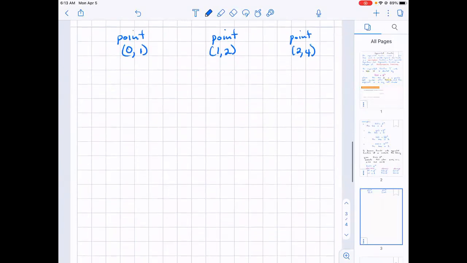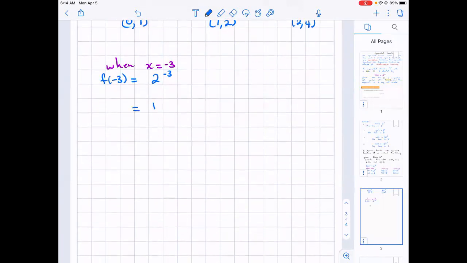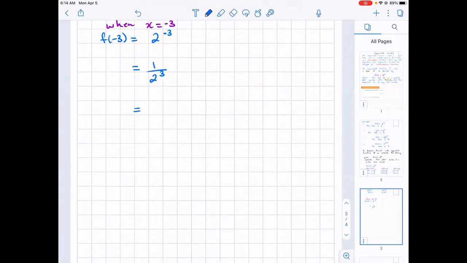And then finally, we can look at when x is equal to minus 3. So f of minus 3 is going to be 2 raised to the minus 3 power. And keep in mind, for a negative power, that becomes 1 over 2 to the positive third power, which is equal to 1 over 8. So if you write this as a point, x is minus 3 and y is 1/8.